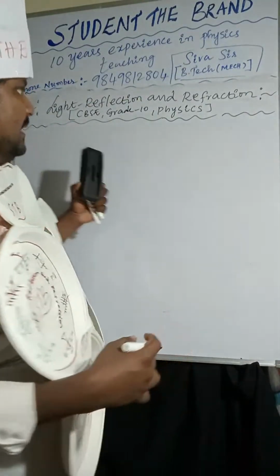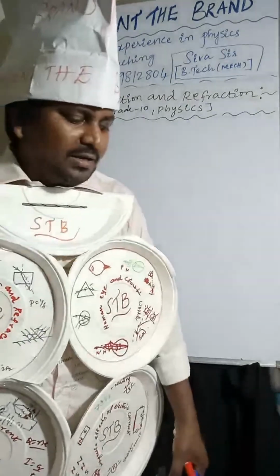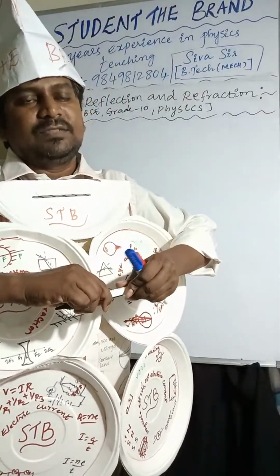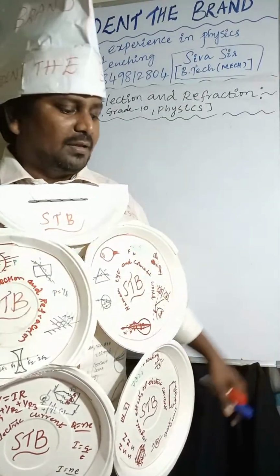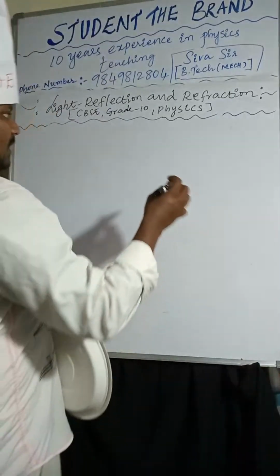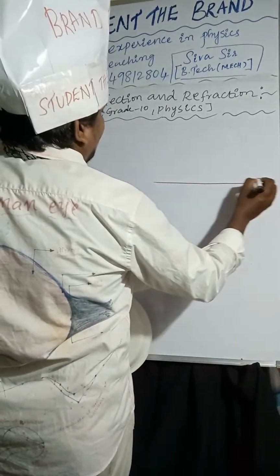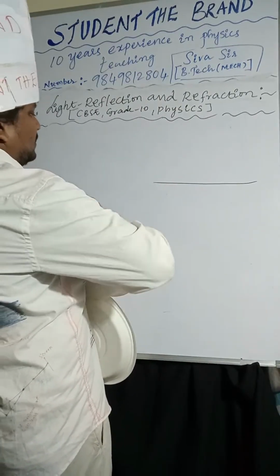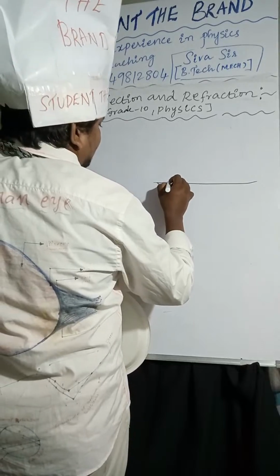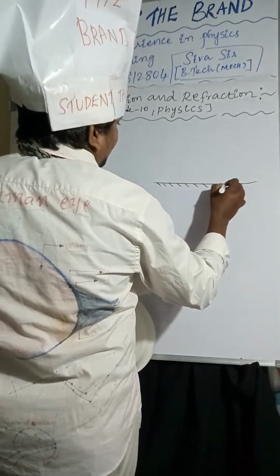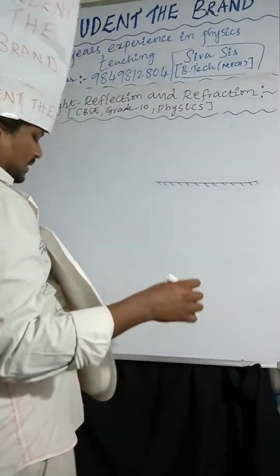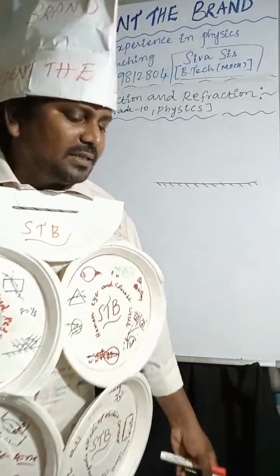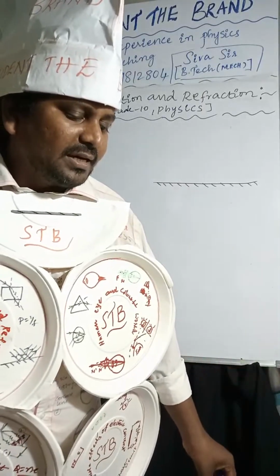So I'm taking the plane mirror, a highly polished smooth surface. Incident light rays are falling on it. One side is the reflecting surface, and the other side is coated.